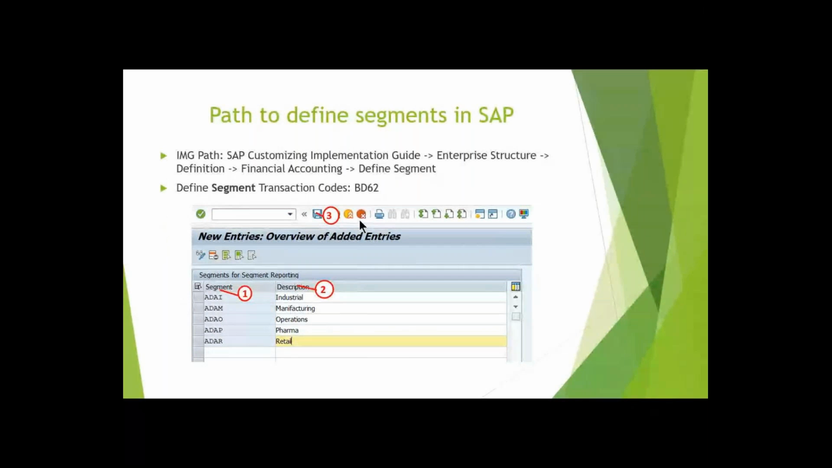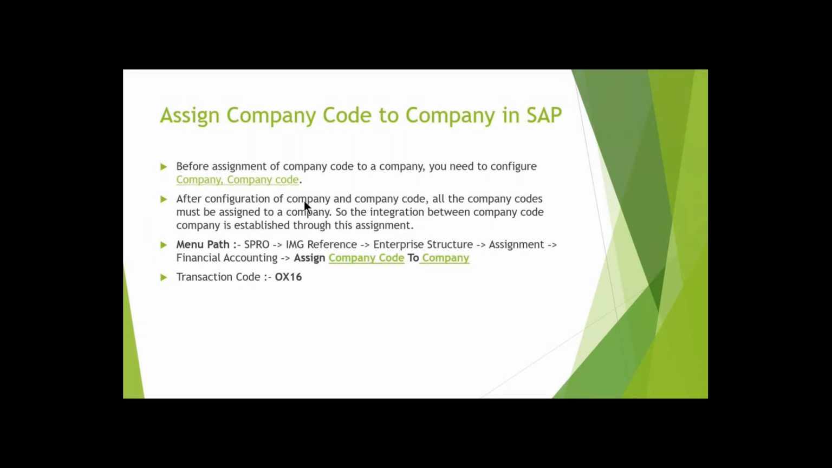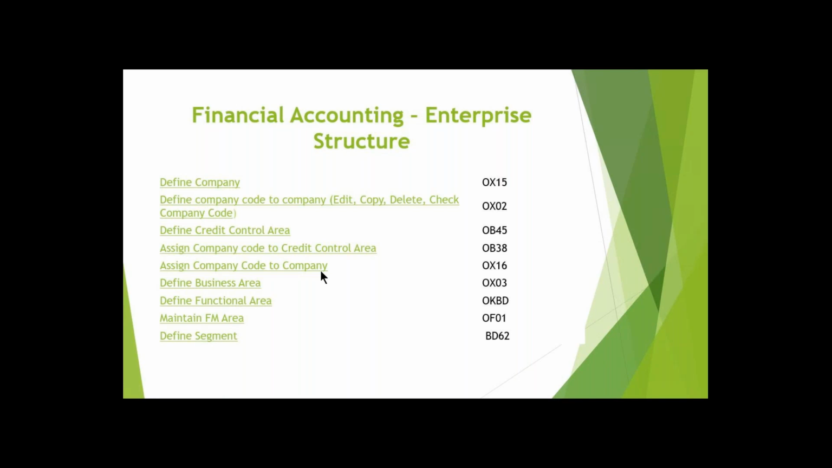So next we have the assigning part. Here we need to assign. If I don't assign, then it will not understand that the credit control area or company code is to be represented for that particular area only. So we need to assign these things. Any doubts in the assigning? I'll explain theoretically now, and once I finish theoretically, I will explain the practical session also. Any doubts in the assigning? No, sir.